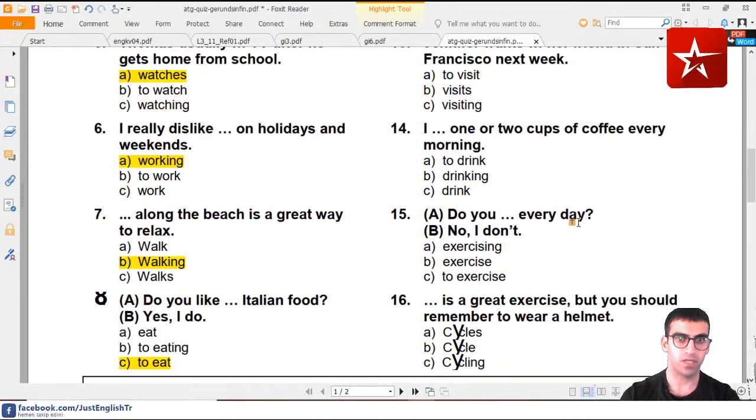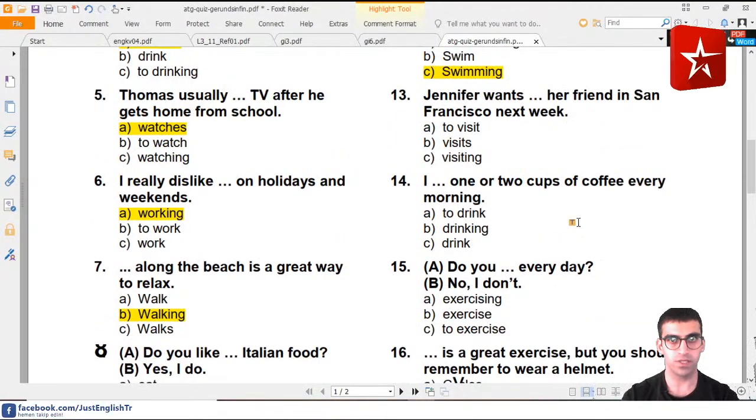Okay, and 13. Jennifer wants to visit, or visits, or visiting her friend in San Francisco next week. Which one is correct for 13? Jennifer wants to visits or visiting.